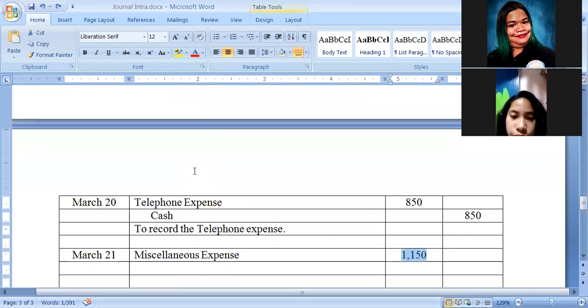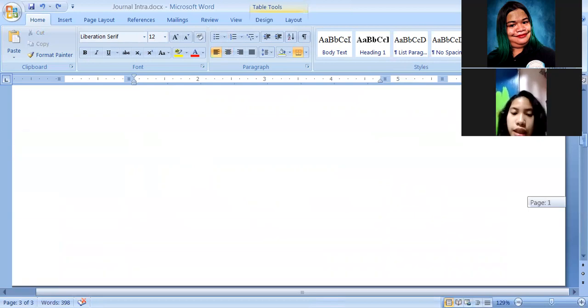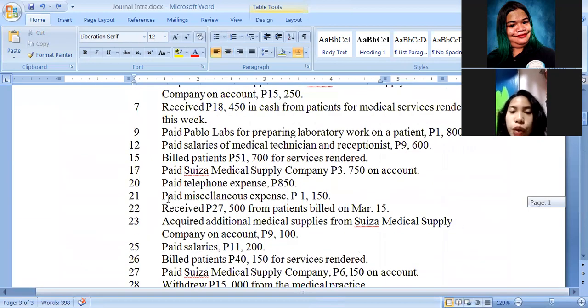of 1,150. Dayon, ang ato ang i-credit kay cash kay nakuhaan man ato ang asset nga cash tungod sa nabayad nga miscellaneous expense with the same amount of 1,150. It is also to show na to record the miscellaneous expense. Now let's proceed to March 22.